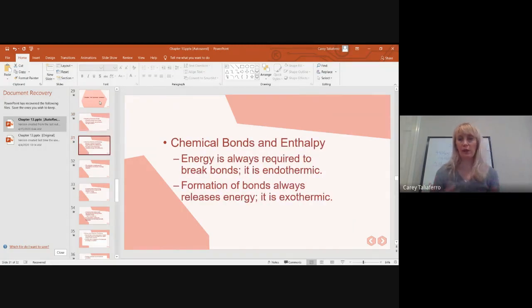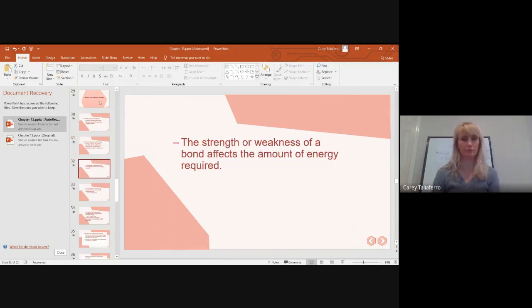Energy is going to be required and energy is going to be released in these processes. So a bit of a review. Energy is always required to break bonds. Always. It requires energy because it's stored energy within those bonds. That process is endothermic. The formation of bonds releases energy. So anytime you form a new substance, that's an exothermic process. And the strength of the bonds determines how much energy is required to either break those bonds or form those bonds.